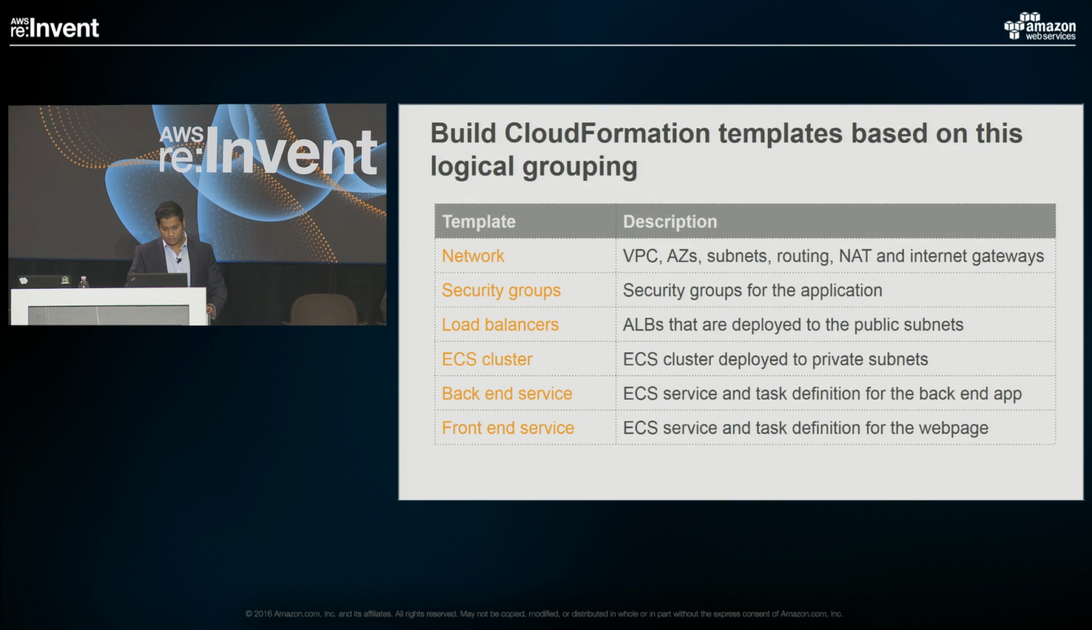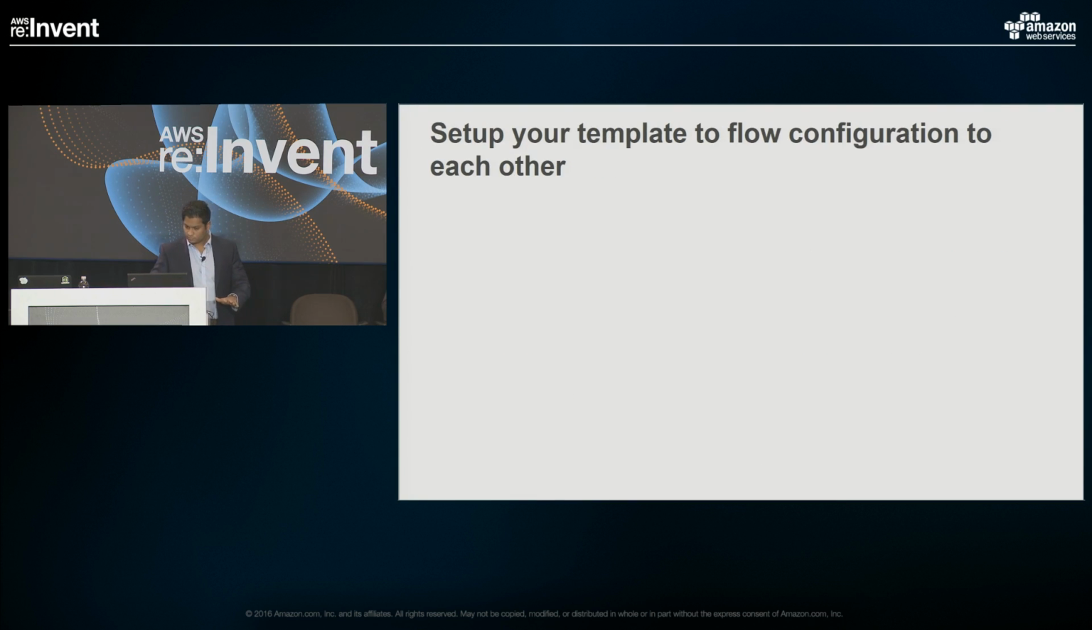the tasks. Breaking this down into separate CloudFormation templates, you'll have a network template like you saw on the left there with all your networking resources. You'll have a security group template for your security groups, so that can be managed independently. You'll have your load balancers in their own template, your ECS cluster, and your front-end and back-end service. Nice modular separation so they can be managed independently.